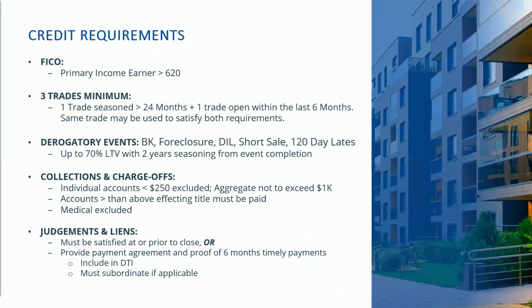Because these are manual reviews, we are going to look at the trade lines. So we have a trade line minimum, 3, and one trade needs 2 year seasoning. One trade needs to have been open within the last 6 months. So we can actually use the same trade to meet both of those requirements. So for example, if my borrower has a 30-month-old trade that he closed 2 months ago, and any other 2 trades, open or closed, that is sufficient. So it really results in no open trade lines being required.